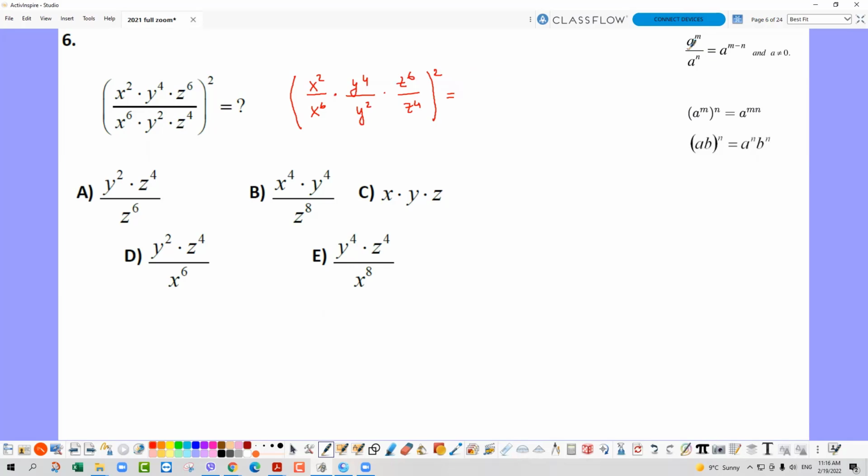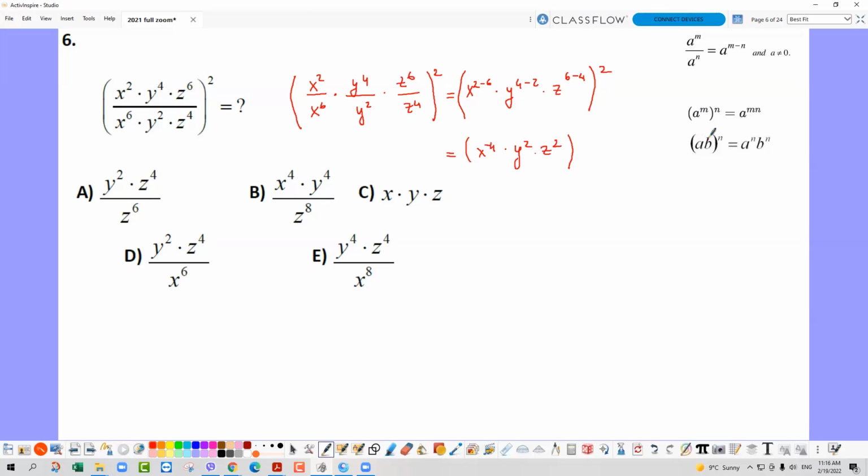So I'm going to use the first rule here: x to the power of 2 minus 6, times y to the power of 4 minus 2, times z to the power of 6 minus 4, all to the power of 2. It's written here, and it's going to be equal to x to the power of minus 4, sorry, y to the power of 2 times z to the power of 2.